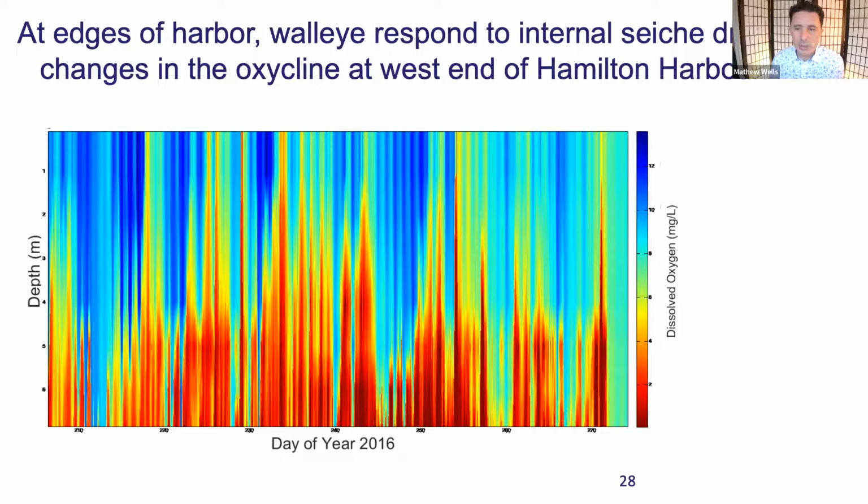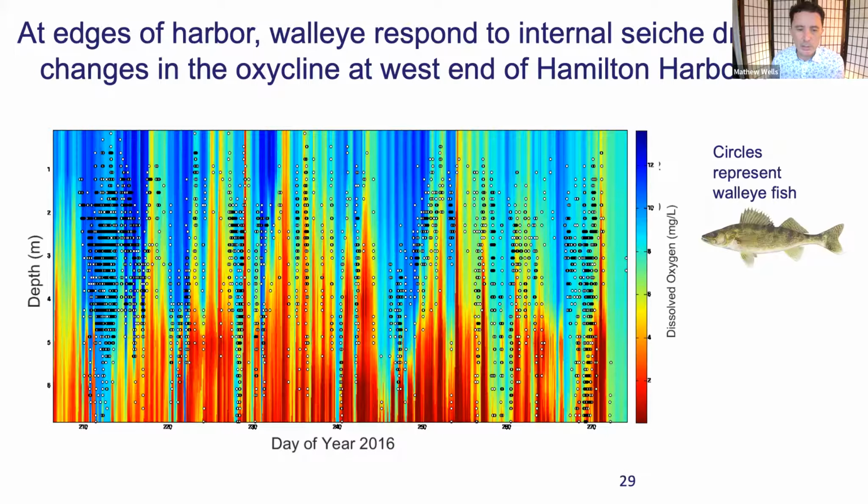And at the same time, there's a station here that tracks the depth that walleye are at. And if we put this data on the top, you perhaps can see that the walleye are actively avoiding those regions of low oxygen. So they're primarily associated with the blue regions.